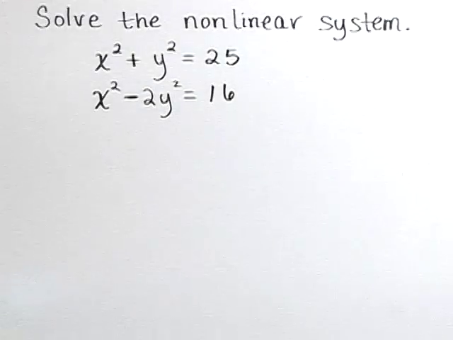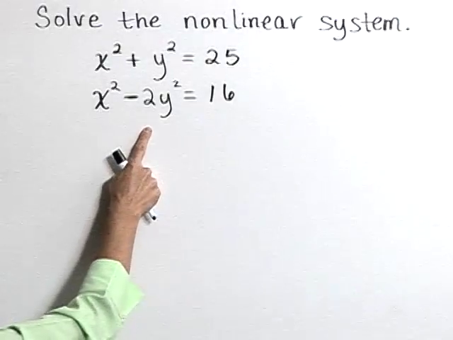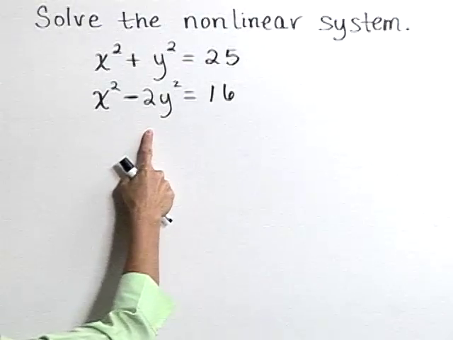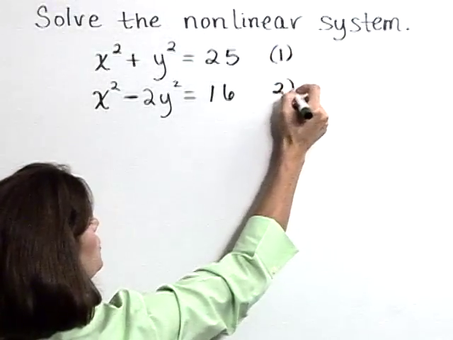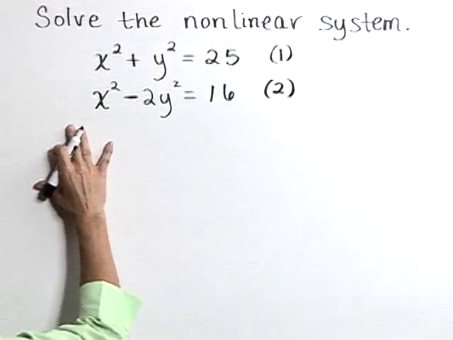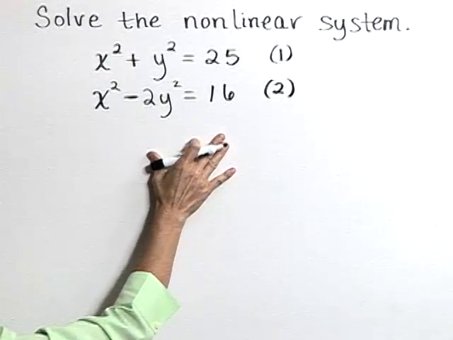Solve the nonlinear system. x squared plus y squared is equal to 25. x squared minus 2y squared is equal to 16. Let's start by identifying these as equations number 1 and 2, and I'm going to choose an elimination method.